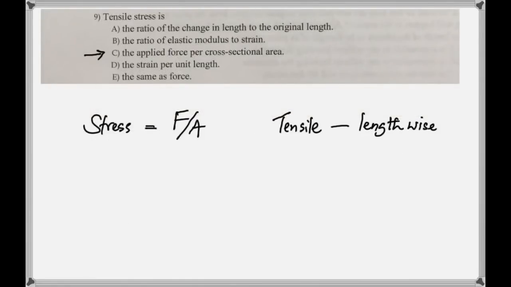Now, of course, tensile stress is the applied force per cross-sectional area. Stress is force by area. Tensile means acting lengthwise. So that's a simple thing.